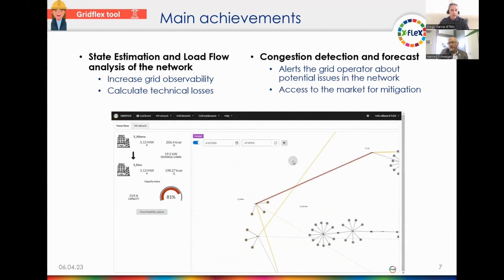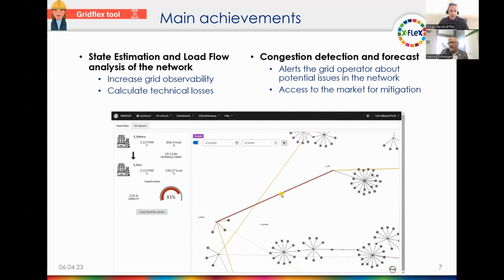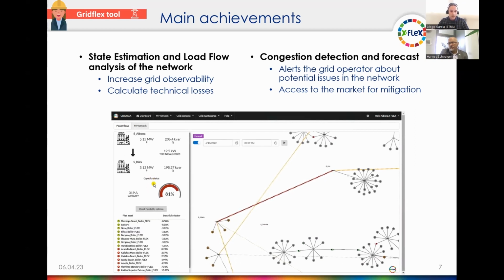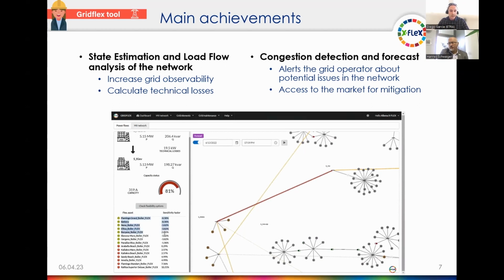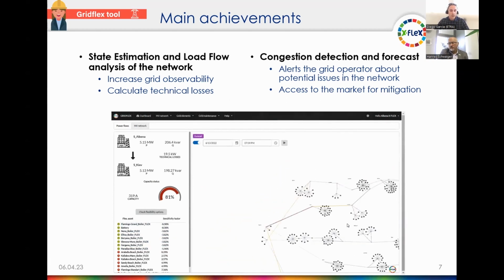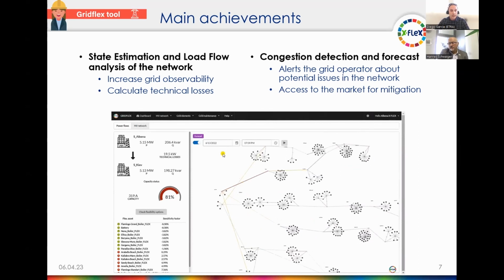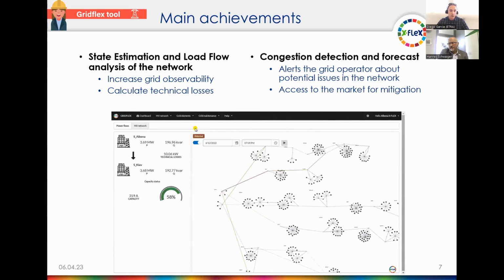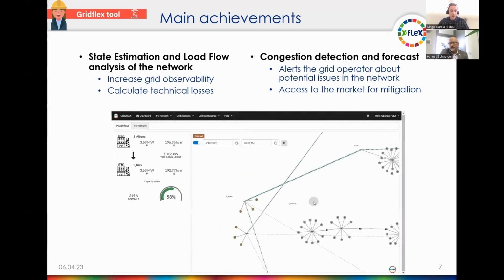These types of algorithms increase the observability of the grid. So we have a subset of elements that are telemetered and monitored from each of the pilots, and with these algorithms we can estimate the state of the whole network. So not only the elements that we have measurements for, but also the ones that we don't have. And we can also calculate the technical losses in the lines, which is also of interest for the grid operator.